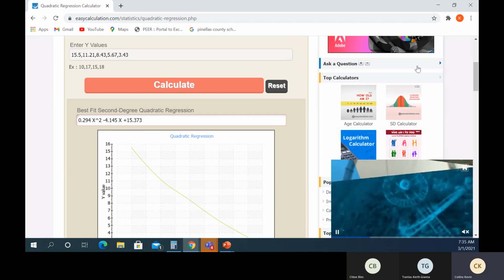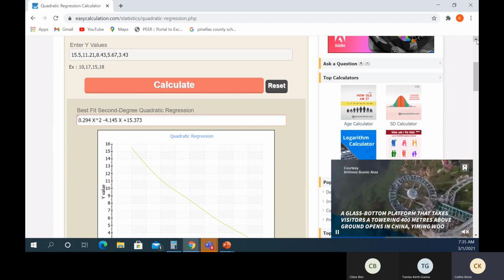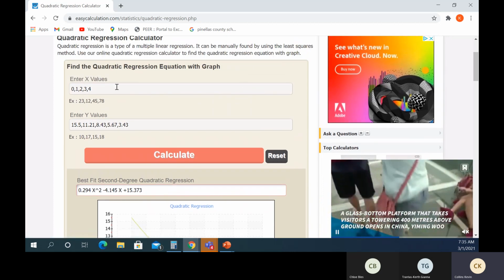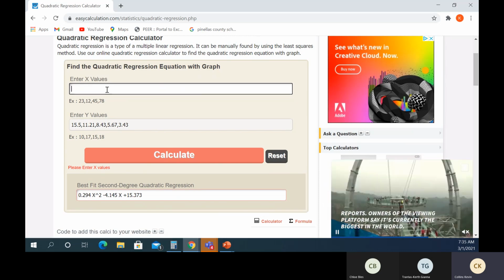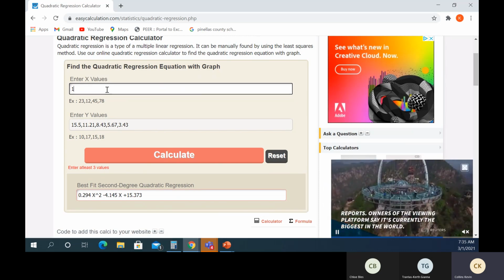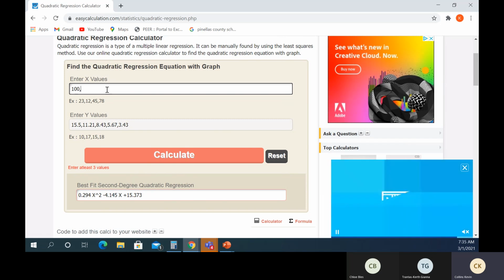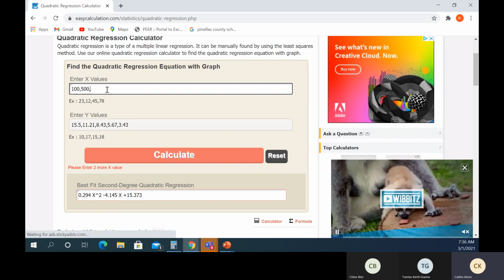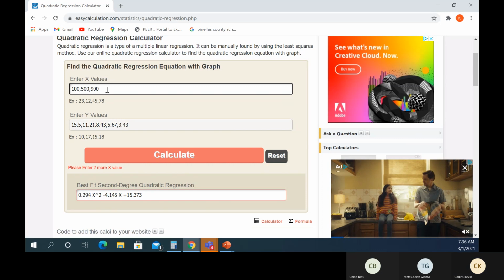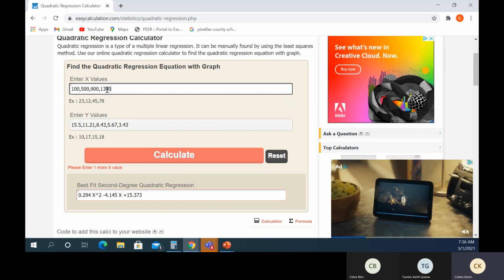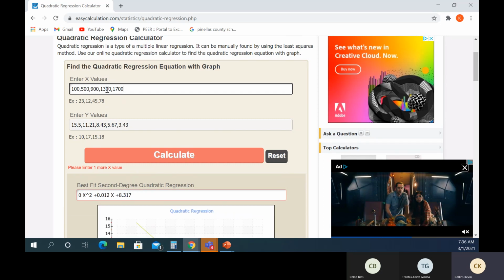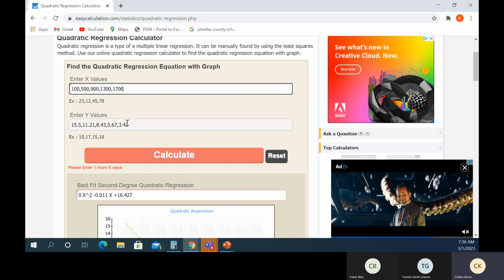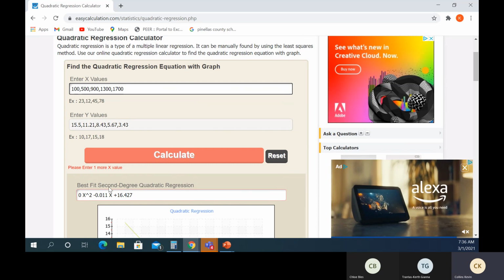All right. So this guy here, the new guy, put in our x values. Some of them they'll put them in as pairs, but this one's just putting all the x's together, which is fine. So 100, 500, 900, 1500, and 1700. There's those guys. Notice how the thing's calculating as we go.